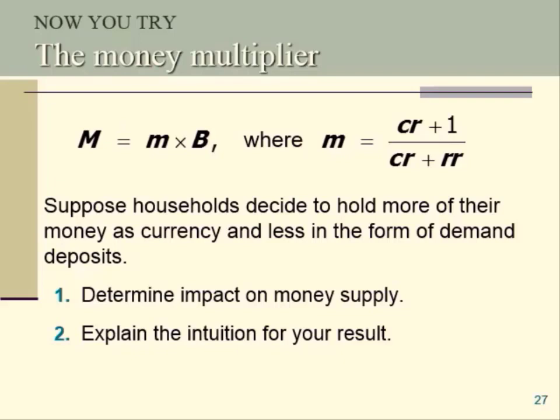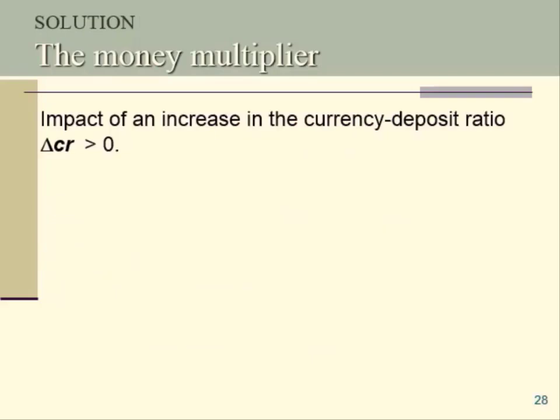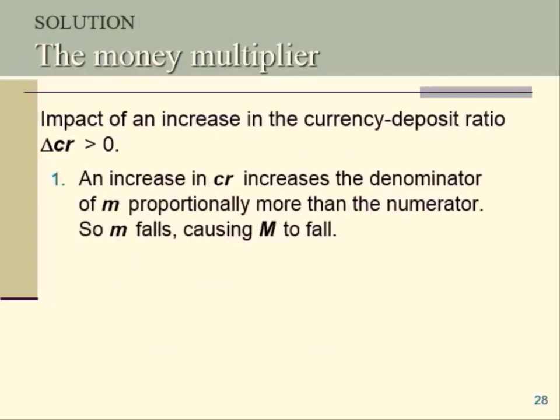So it's important to remember the definition of CR, RR. So CR is equal to C over D, for example. RR equals reserve R over D, etc. So assuming you already went through this, let me give you the answer.